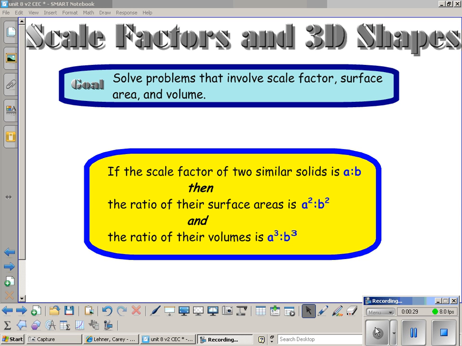And the ratio of their volumes is a cubed to b cubed. So now when we're looking at the volume, which would also apply to mass or capacity, it's what would happen if you filled it. It's going to be a cubic value.